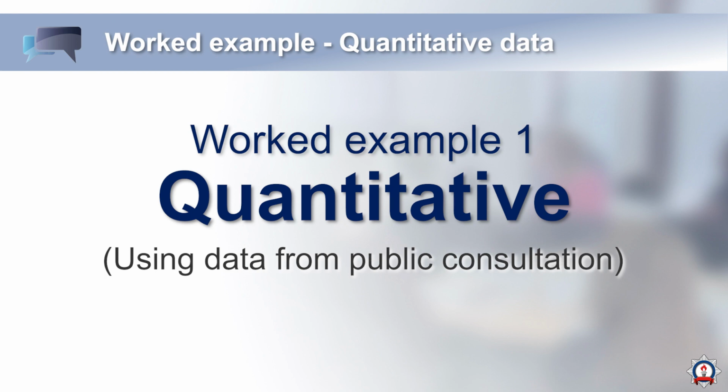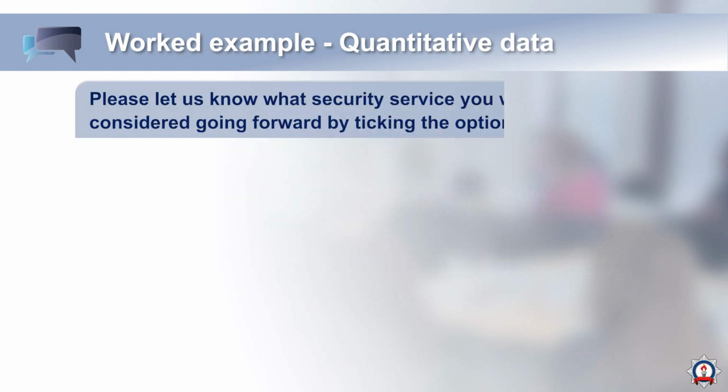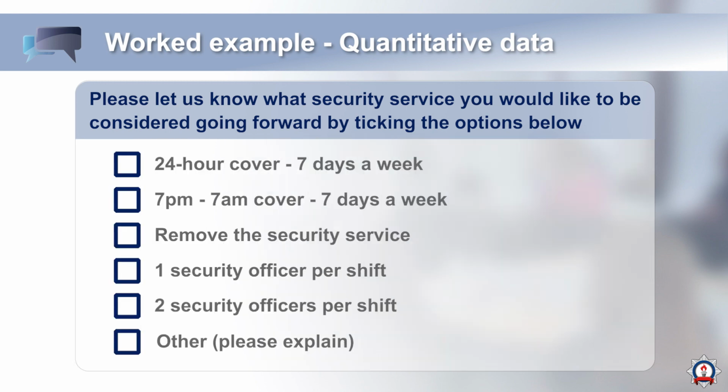Now let's look at a very simple data set to work through an example of how you might approach quantitative analysis. In a simple data set shared with you in the Excel spreadsheet, we have an example of data exported from an online survey related to resident views on security in a block of flats. Residents were offered 5 closed choices along with an additional open response, other, please explain. For the purpose of this exercise, we will just look at the closed responses.